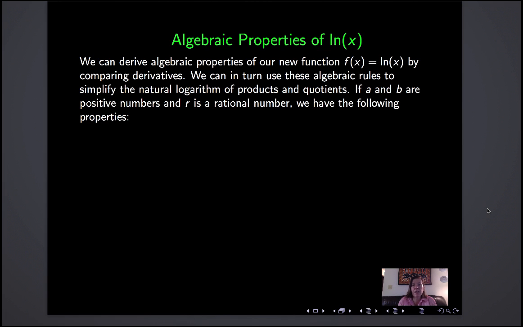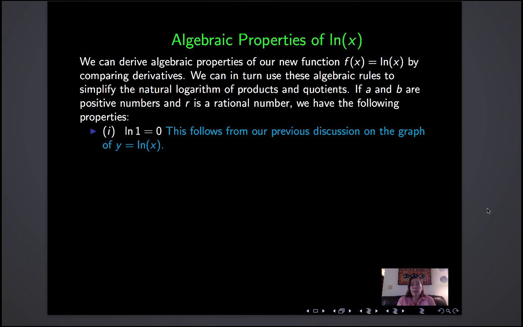and this is going to be especially useful in logarithmic differentiation. So let's start by assuming that a and b are positive numbers and that r is a rational number. It's of the form m over n, where m and n are integers. Our first property is a familiar one. It says that the natural log of 1 is 0. And this follows from our previous discussion on the graph of the logarithm and the definition of the logarithm.